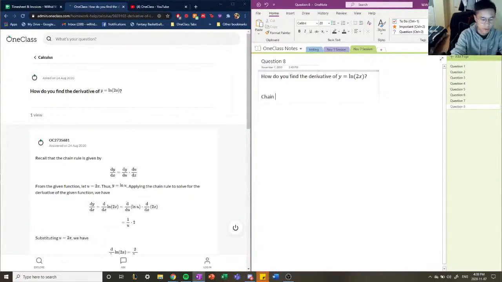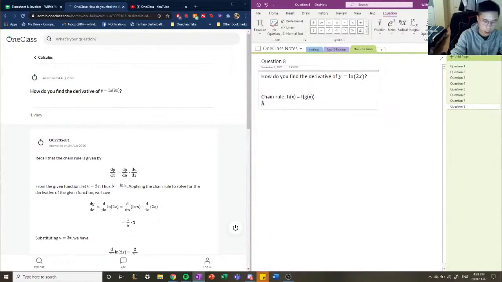So let me define what the chain rule is. Let's say that we have a function of a function, a composition function. So let's say that we have f of g of x. If we wanted to find the derivative of this function, f prime, let's say that is also equal to h of x. So let's say we wanted to find h of x.